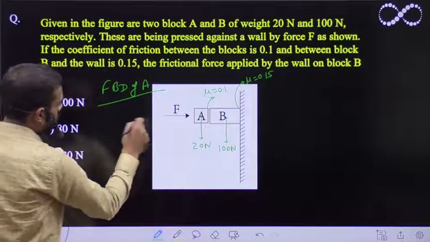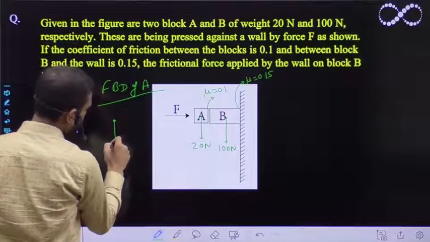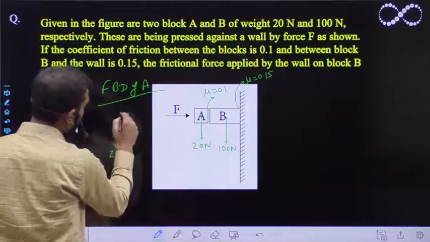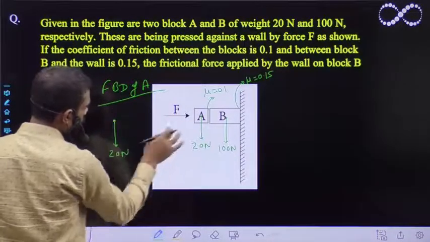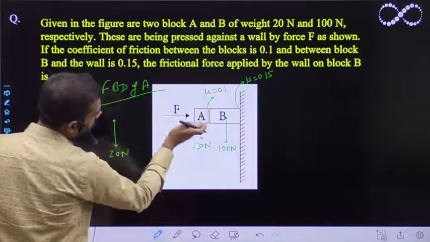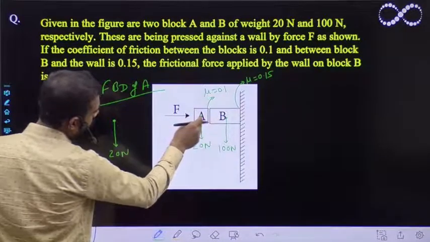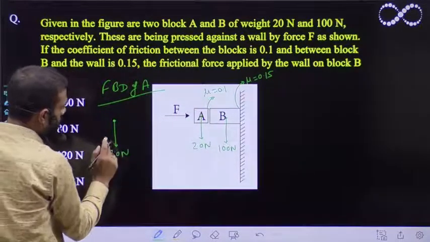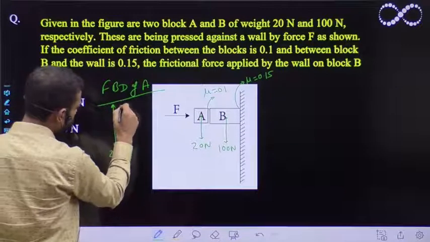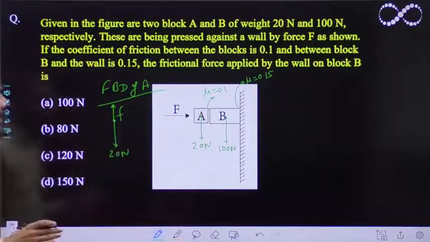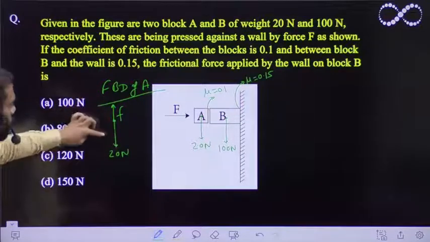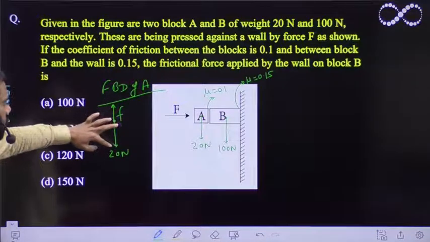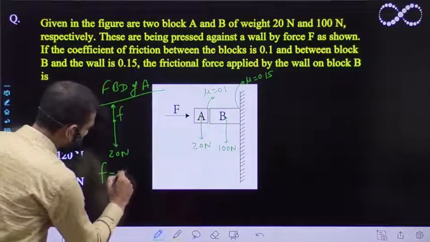So on A the forces will act. First will act 20 Newton. Then if I take the upward direction, since it is at rest, the friction will act. I am writing the FBD of A in the vertical direction only. So 20 Newton must be balanced by some force, and that force must be friction. In the vertical direction only the two forces will act, 20 and friction, and this friction must balance the 20 Newton. So the friction is equal to 20 Newton here.